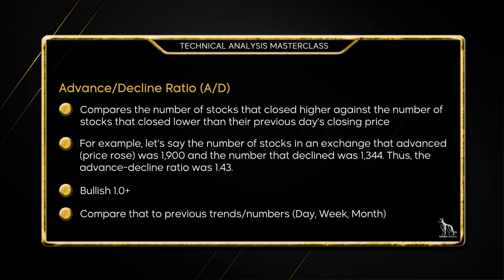Another one would be the advance decline ratio. You're really just looking at the number of stocks in a particular trading exchange, whether they closed higher for that day or closed lower. And you do the math as far as what the ratio is. Here was an example where on that day, 1900 advanced and 1344 declined. So the advance decline ratio was 1.43. You just get that by dividing the 1900 by 1344. A bullish sign would be anything greater than 1.0, with anything less considered bearish. So you're comparing that to the previous trends and numbers to get an idea of overall market sentiment.